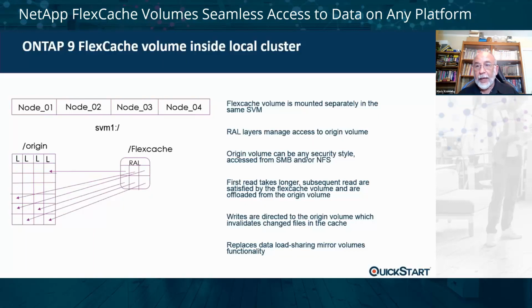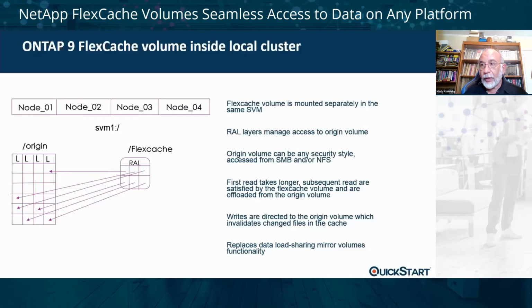In clustered ONTAP, for a long period of time, there was an application that we called a data load sharing mirror. And that created a full copy at another location to offload those reads. That capability is still there, it's still supported, but it's been deprecated. Anything that we could do with load sharing data volumes, data mirrors, can now be done with these FlexCache volumes and done more efficiently.